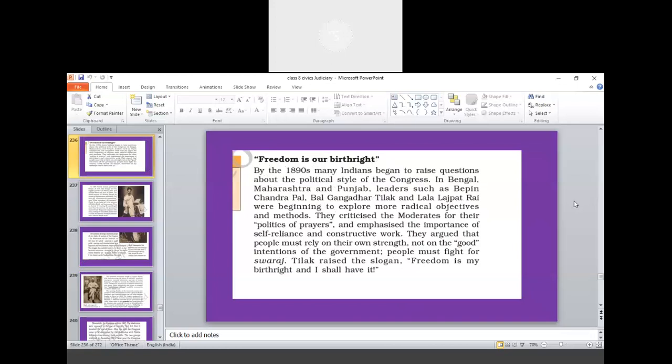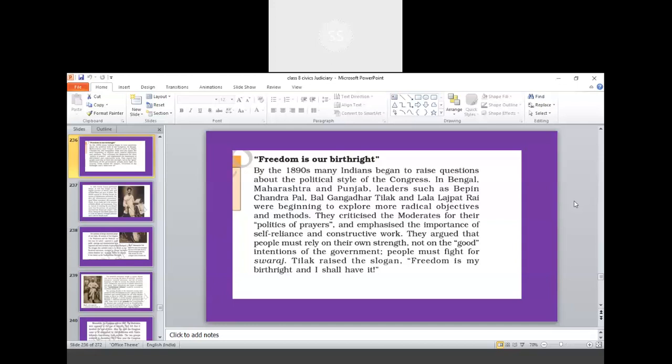Among them, the most famous was Tilak's slogan. What is the slogan raised by Tilak? Freedom is my birthright and I shall have it. Very good. Freedom is my birthright, I shall have it. That means that is the first time Indians demanded Swaraj. Swa means own, Raj means rule. He said that I will have my own rule in my country.